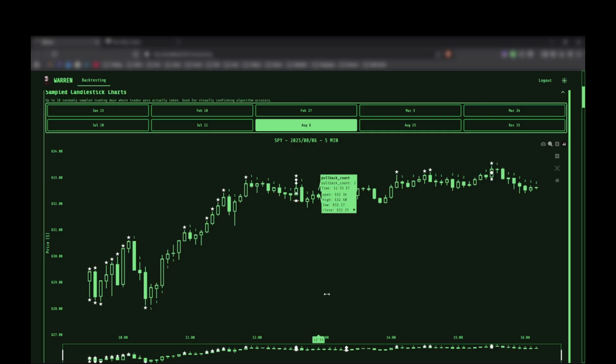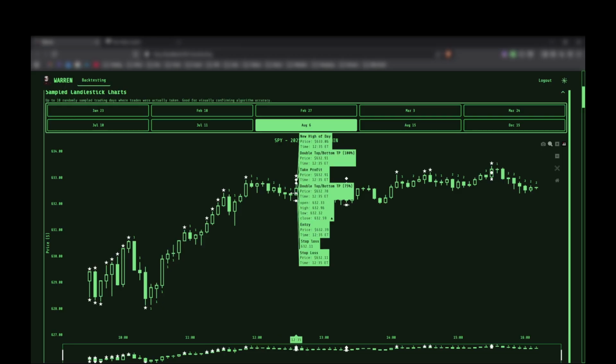And these are the pullback counts. So we can see right here, new high of day, the first pullback, and then it ended because this candle went above the high of this one. So that's the first pullback. Then the second pullback happened, and it ended because this candle went higher than this one. Then the third pullback started.